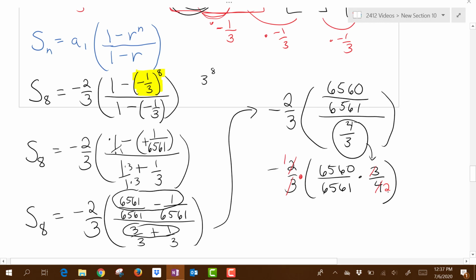Let's see, these also have a common factor. 2 goes into 6,560 3,280 times. You're welcome to use your calculator for that. And I think that's as good as we can get that. So it leaves me with a negative 3,280 divided by 6,561.